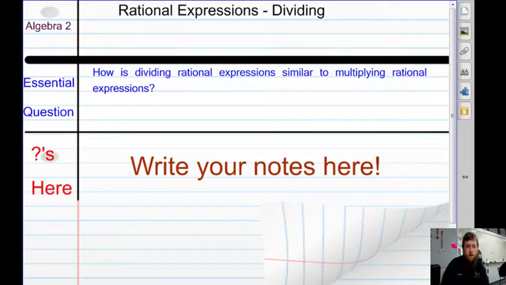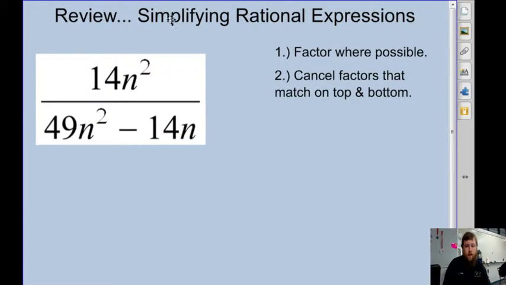Welcome, Algebra 2. This is rational expressions. The essential question is, how is dividing rational expressions similar to multiplying rational expressions? Let's begin. So a review of simplifying rational expressions from last week.